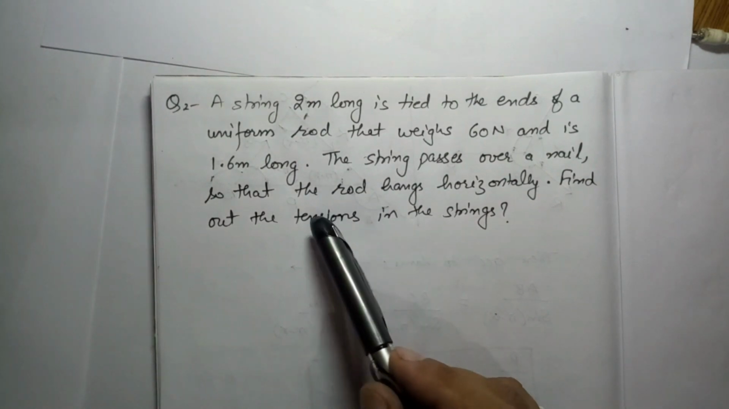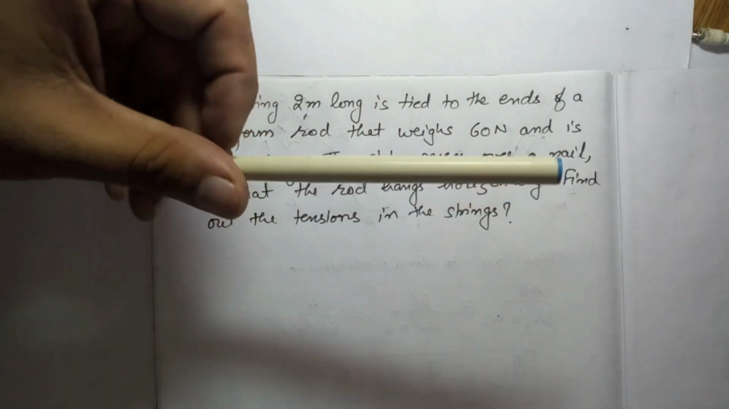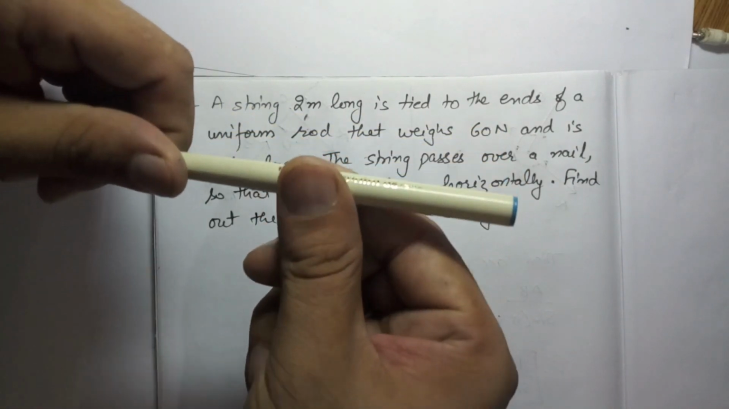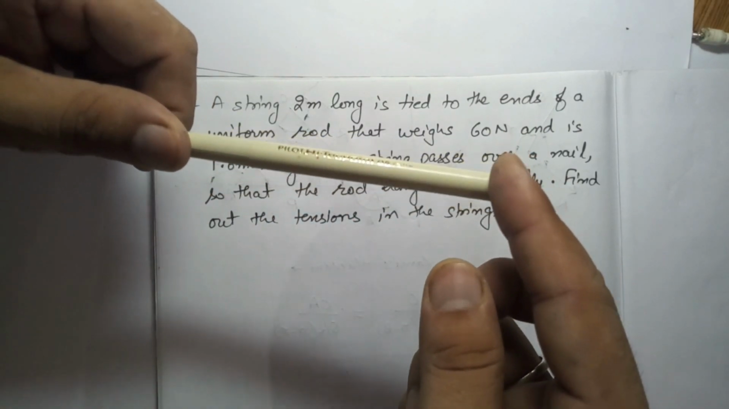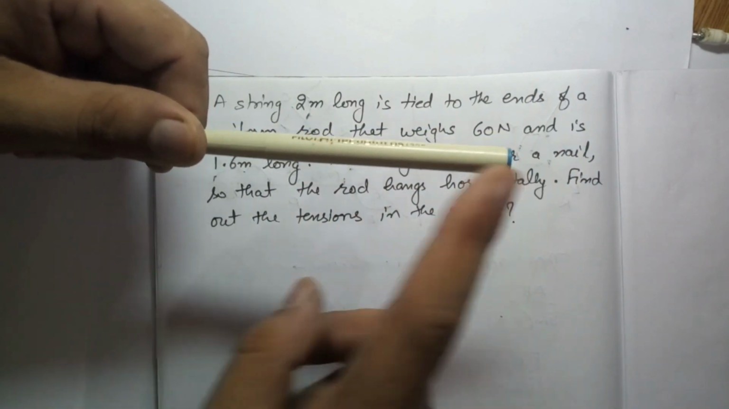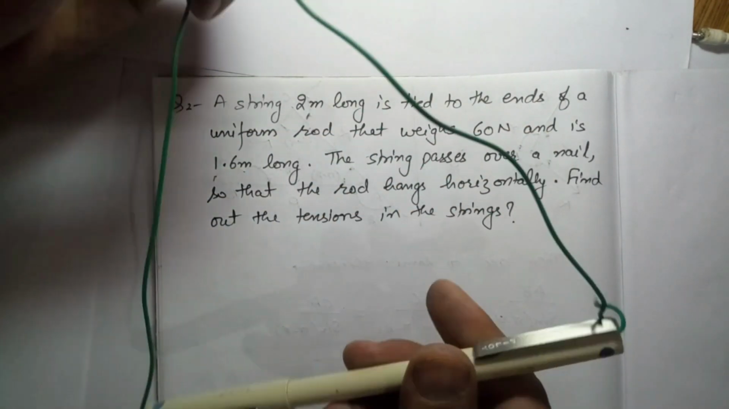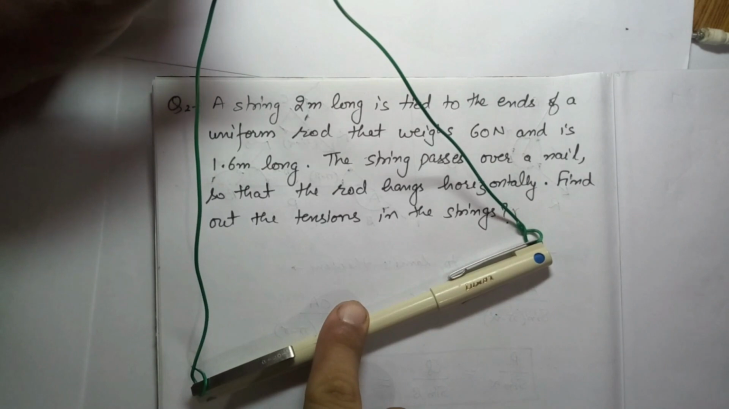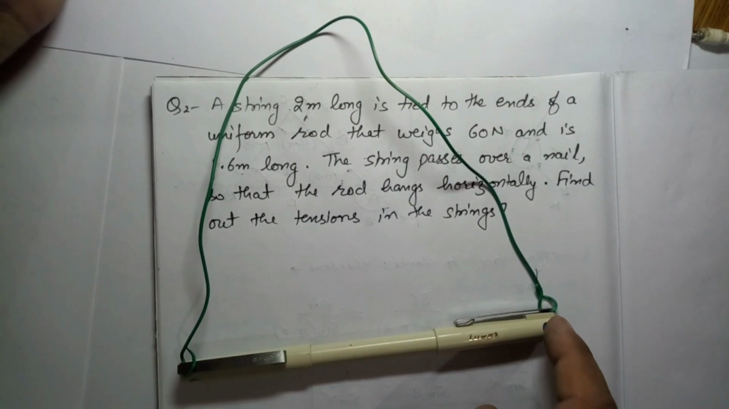Now there are two things. First is a rod, second is a string. Now let's say this is a rod. This rod has a length of 1.6 meter and its weight acts downward, that is 60 Newton, right? The weight is 60 Newton. Now there is one string that is 2 meter long. It is tied at this end and at this end of the rod. I'll show you. Now this rod is 1.6 meter long, weight 60 Newton, and this is a string which is tied at this end and this end, a 2 meter string, right?